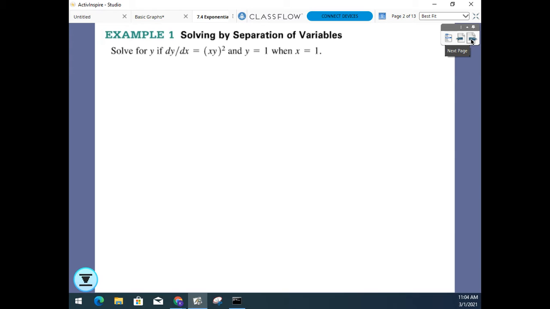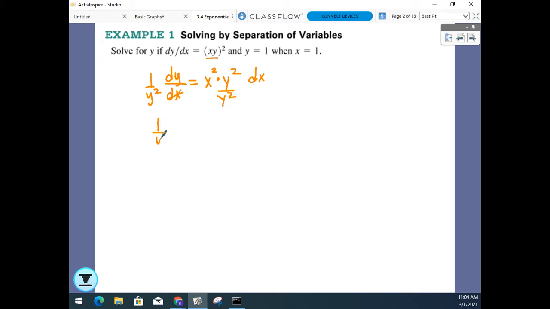Okay, so the first thing we're going to do, first of all, I'm going to rewrite this as x squared times y squared, just to get them in separate pieces. So you're either going to multiply or divide to move things from side to side. You cannot add or subtract with separation of variables. It has to be multiply or divide. So I'm always going to put the dx by multiplying both sides. This time, since x squared is being multiplied times y squared, I'm going to divide both sides by y squared.